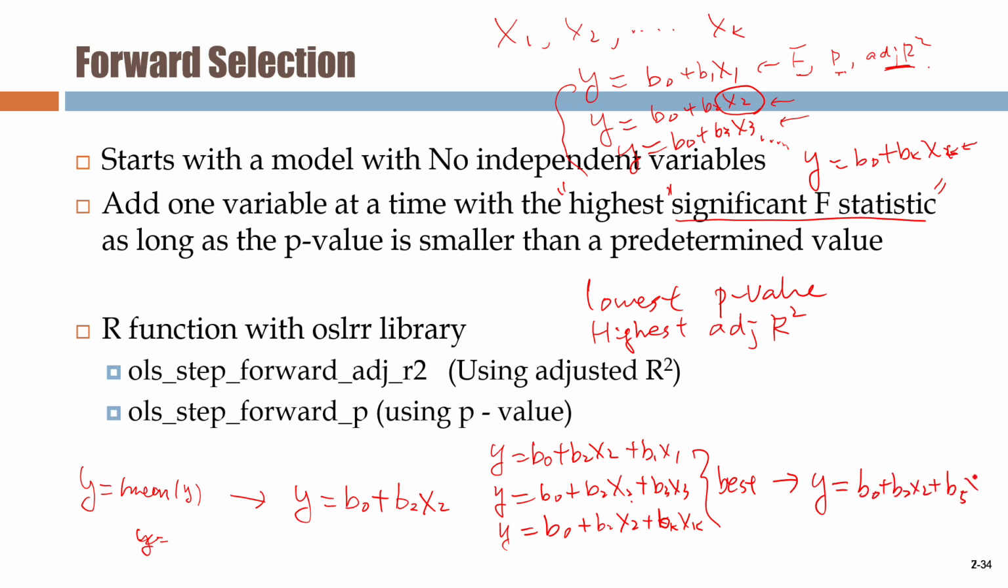Let's say x5 is selected, and then you keep going on until you are not improving. So here there's a stopping rule. As long as the p-value is not smaller than the predetermined value, you don't add, right? So this is for the selection. Once a variable got in, it will not be removed at all.